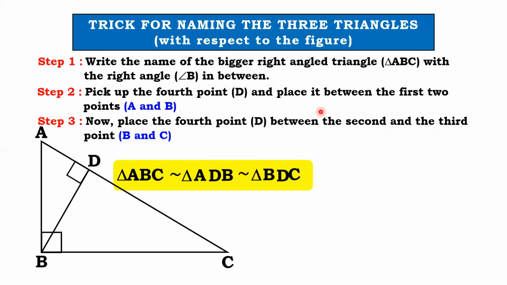So did you understand it? Whatever is the name of the original triangle, write down that name first. Here the triangle's original name is ABC. If you write ABC, then which is the fourth point here? D. Then to get the name of the second triangle, write D in between first and second. So ADB. And to get the name of the third triangle, write the fourth point between the second and third letter. So BDC. So this way you can write the names of all the three triangles without making any mistake.